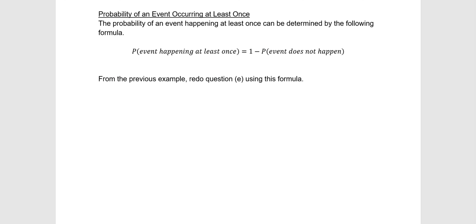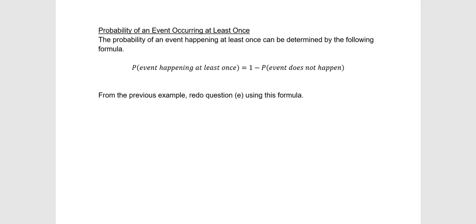And for the last thing, we have the probability of an event occurring at least once. So the probability of an event happening at least once, there's actually a shortcut to it. Sometimes it'll be a shortcut. The probability of an event happening at least once is 1 minus the probability that the event does not happen. Okay, so try to remember this formula. It comes in handy. So let's redo that previous question that we just did using this formula.